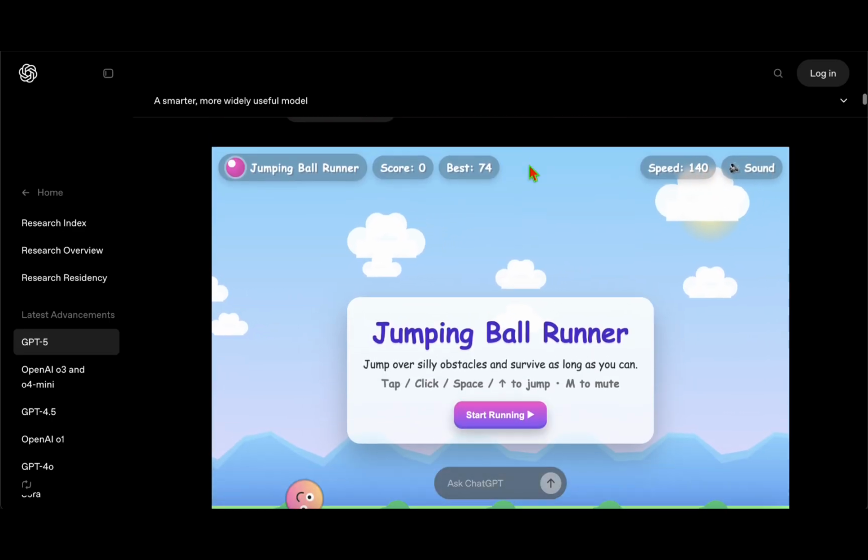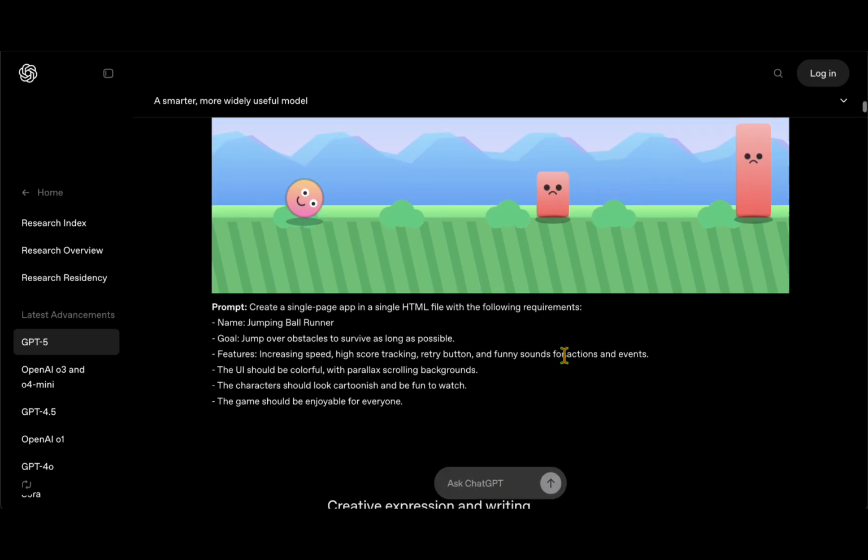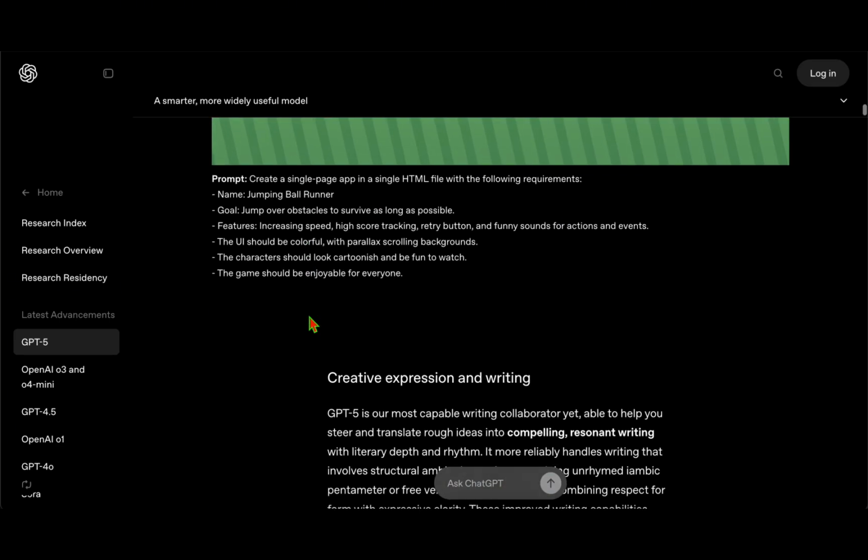If you look at this game, this was developed with just one prompt, and I could keep playing this all day long, and it's quite functional also. And let's look at the prompt that they used for it.